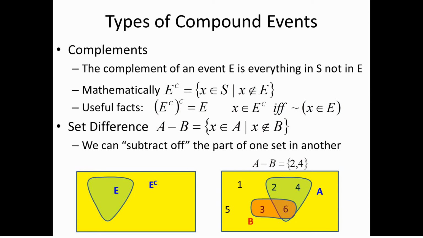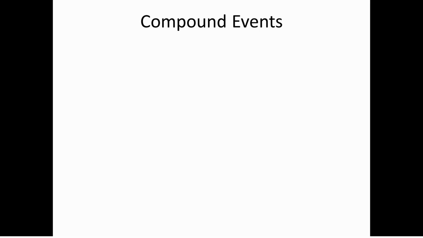Okay. What else can we do with sets? Well, we can take unions. Sometimes it's called a conjunction. And so here's how that works.